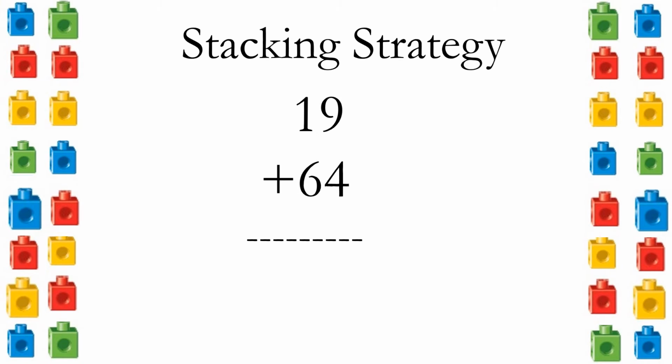Now let's look at this one. 19 plus 64. No problem. Everything's lined up. 9 plus 4 is 13. But we're going to split that 13. The 3 can go under the ones, and the 1 will go over to the tens. And then we add. 1 plus 1 is 2, and 2 plus 6 is 8. The answer is 83.